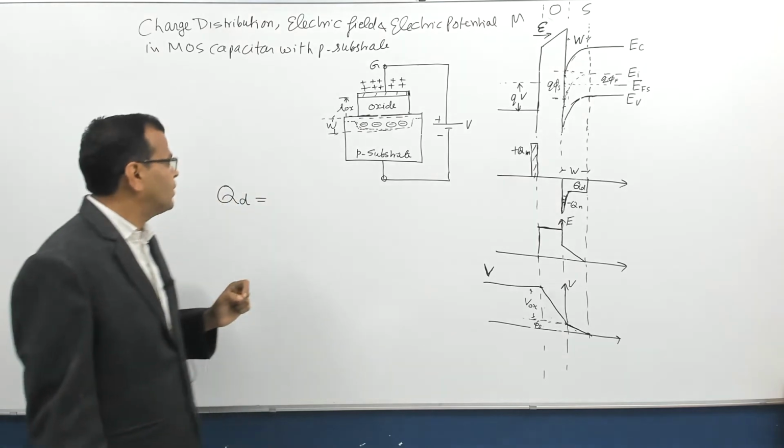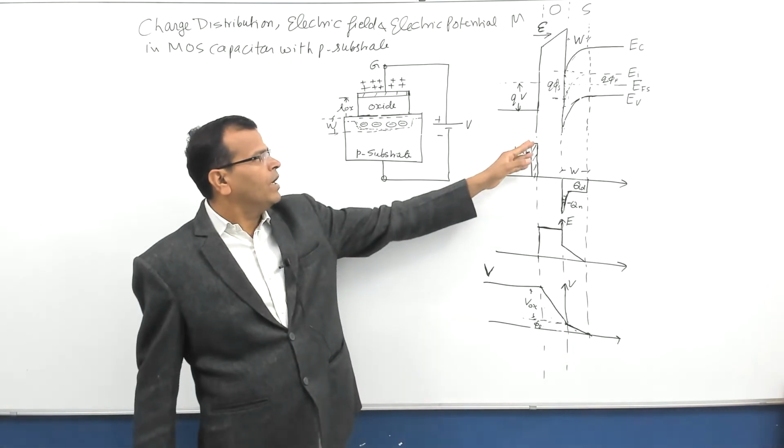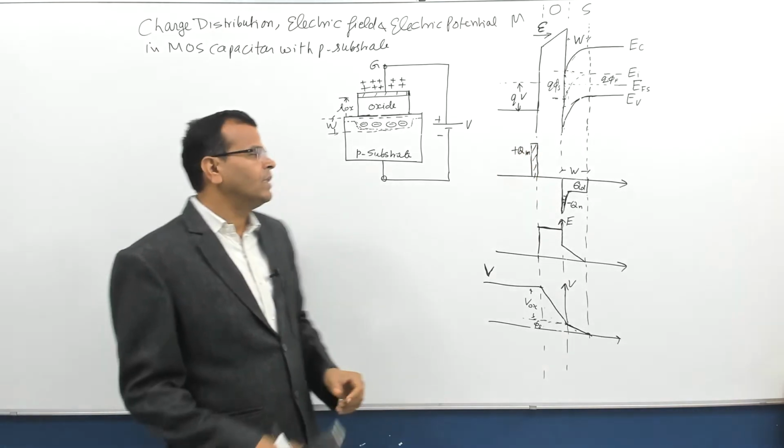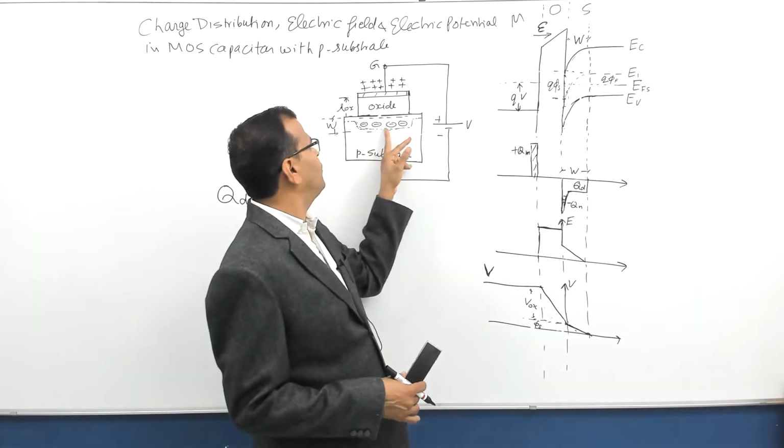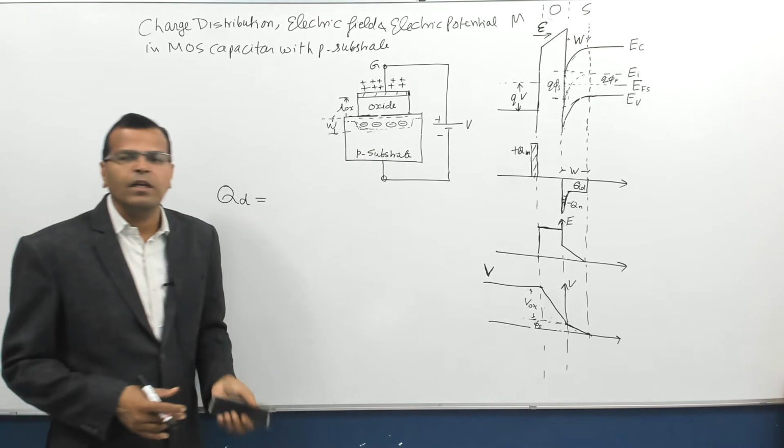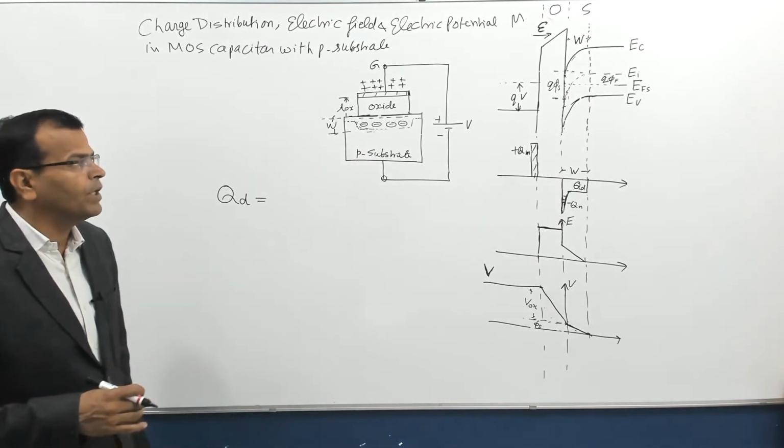So here, if you take the charge per unit area on the metal side, that is nothing but Qm. Come to this side, that is the depletion region side. So let us find the charge per unit area of the depletion region.